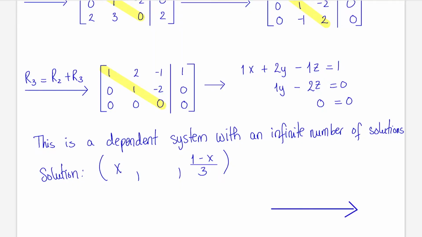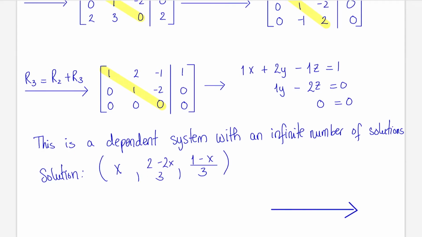So if I go back to my ordered triple, this is the place for y. And y was equal to (2 minus 2x) over 3. So I will put (2 minus 2x) over 3 in here. And this is my solution in ordered triple.